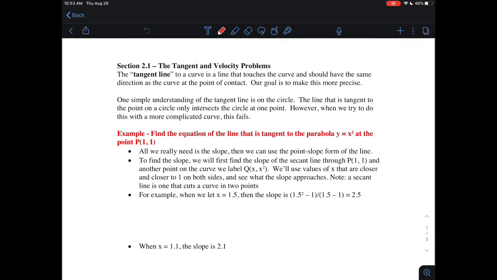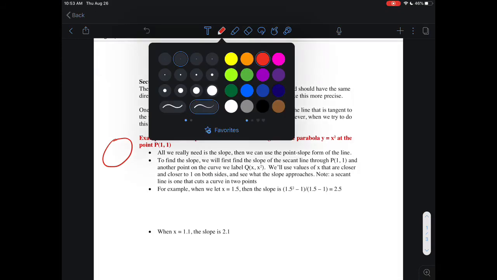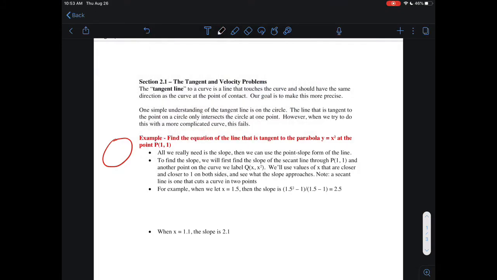One simple understanding of the tangent line is on the circle. The line that is tangent to a point on a circle only intersects the circle at one point. So for example, if we were just to draw a circle, a tangent line at a point would just touch the circle at one point and then continue on. If you were to draw a line that was inside of the circle, that would of course intersect at more than one point, so that wouldn't be a tangent line. So it's just touching the circle at one place.